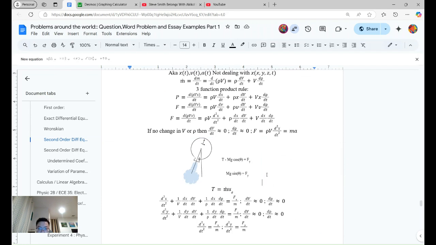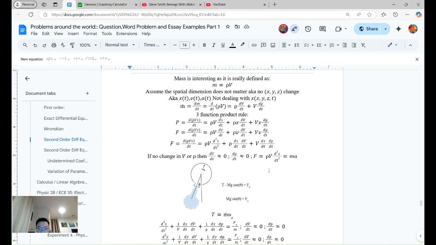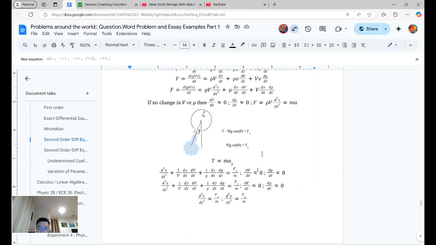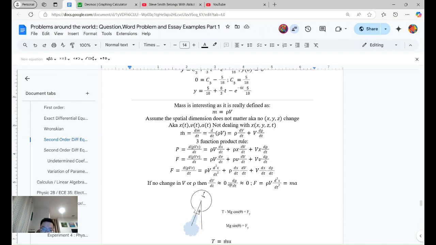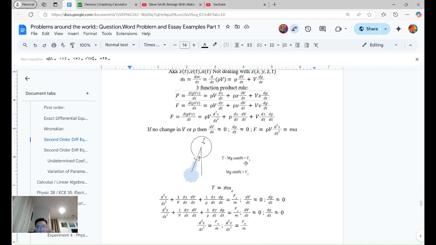I made this up, but I realized that without teaching you all the fluid mechanics, this question is just a pain to deal with. So I simplified it to this case over here, which basically says that there's no volume change and no density change. Well, in my head, it was a dumb question now, but at the beginning, it does make you wonder how you would solve this question. So we did a three function product rule to get this.